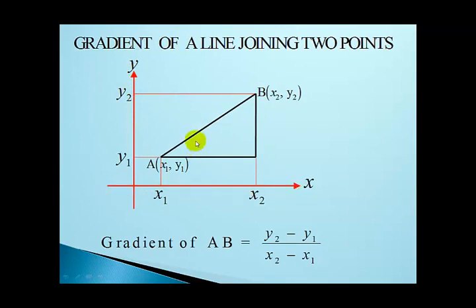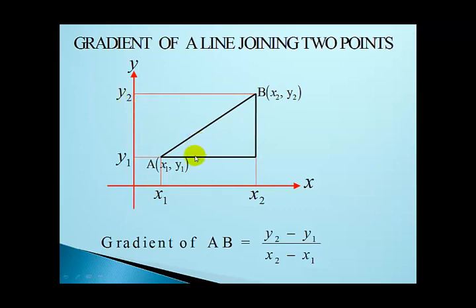Now, when we consider the graph, A is a point with coordinate x1, y1, where x1 is the x-coordinate and y1 is the y-coordinate. Now B is also a point on the graph with coordinate x2, y2, where x2 is the x-coordinate and y2 is the y-coordinate.